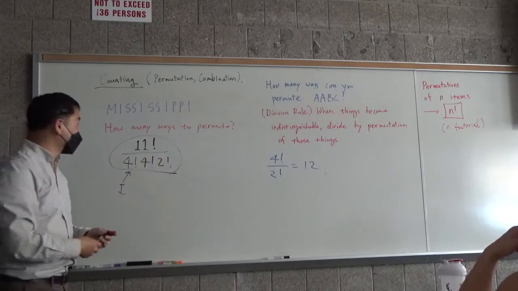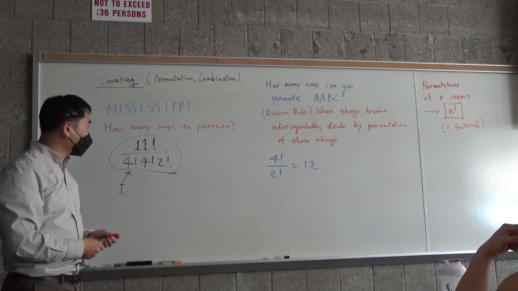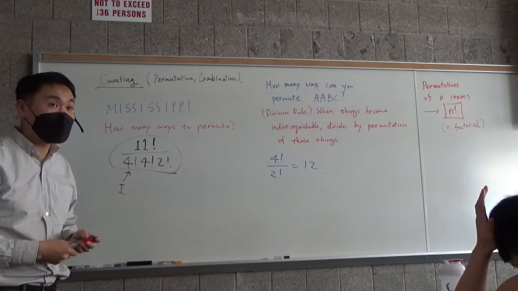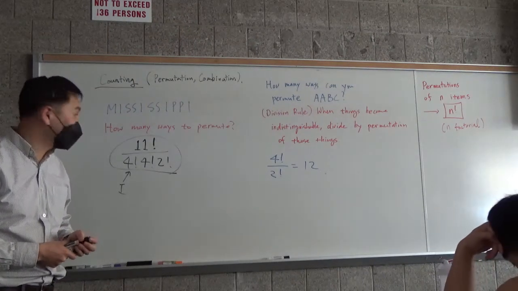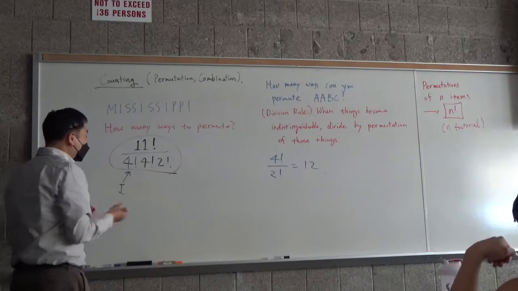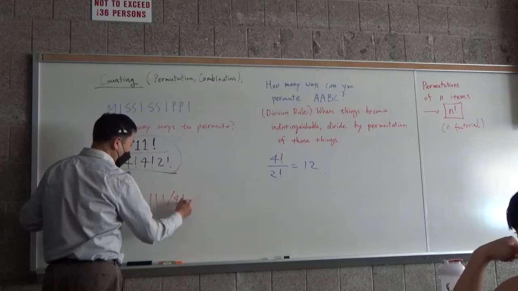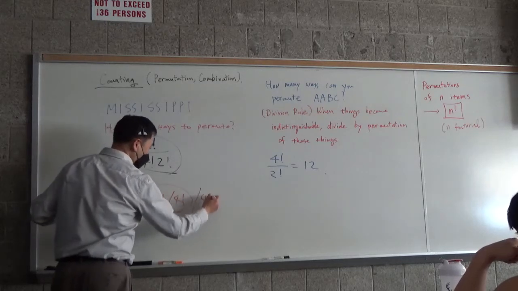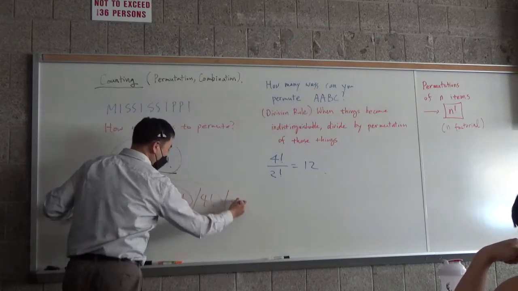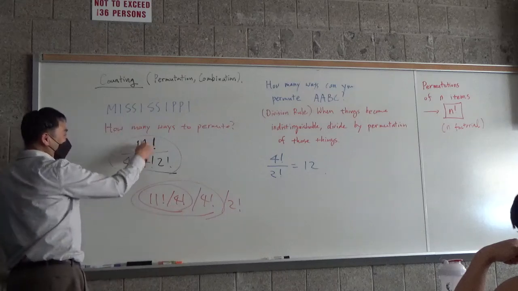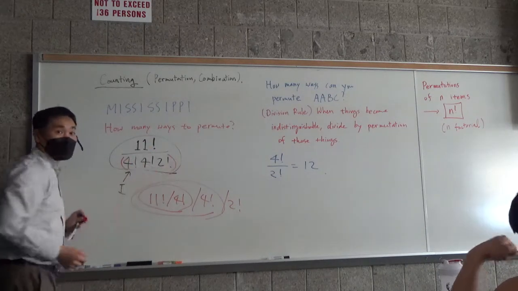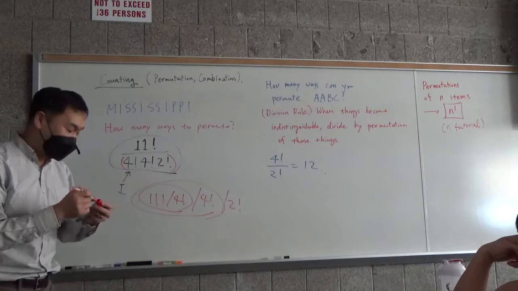That's how you find all the permutations. So the denominator, you multiply all the numbers together? Yeah, if you take 11 factorial and divide it by 4 factorial, and then take this one and divide by 4 factorial, and take this one and divide by 2 factorial, that's the same thing as this divided by the product of these three things, okay?